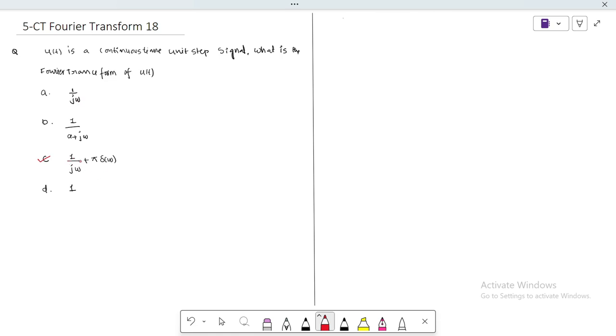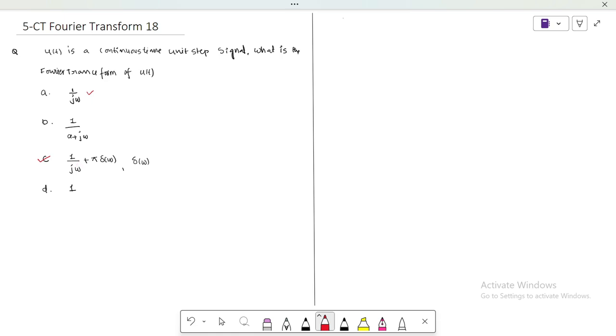For example, if this option is not given, for example, here given like del of omega only. Option A 1 by j omega, second one 1 by a plus j omega, the third one is del of omega and 1. For this case, you should select this one. If these two are given, you should select this option. This is the correct one. So this is very, very important.